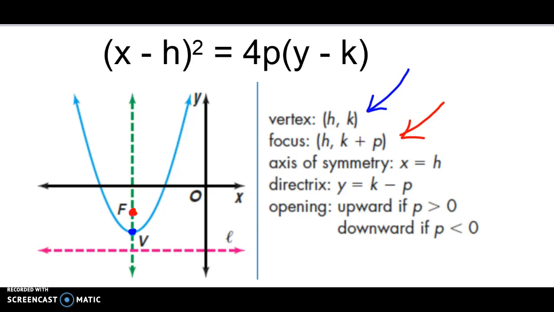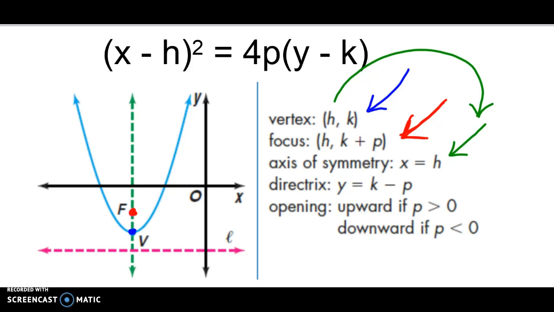Now because it's opening up and down on the y-axis, we're going to add p to our k. Okay, so we're adding it to our y value. So we're adding the p to the k. Your axis of symmetry is where it divides in half, and that is just the h value of your vertex. Comes out and becomes that.